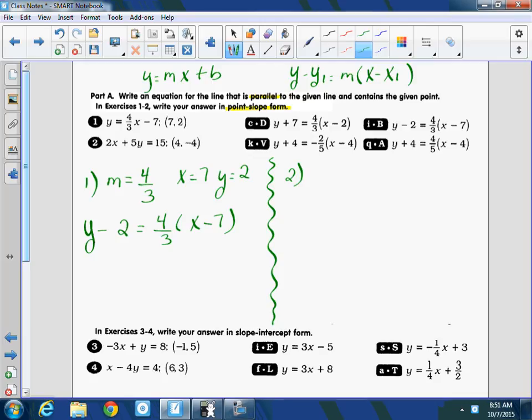Alright, so my equation is 2x plus 5y equals 15. So how do I solve for y? Minus 2x. That's 0. So 5y equals negative 2x plus 15. Divide by 5.